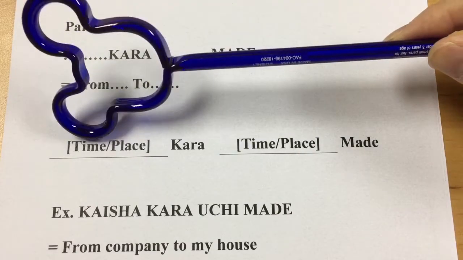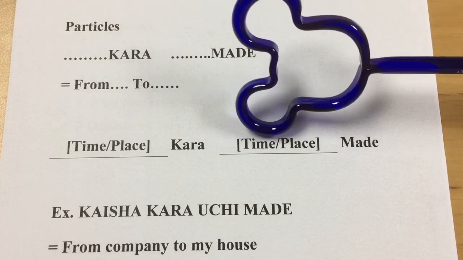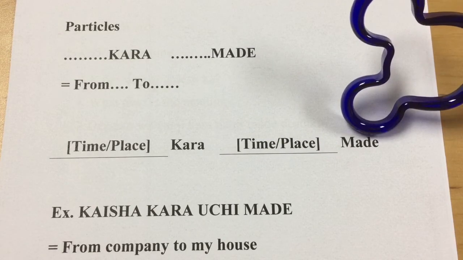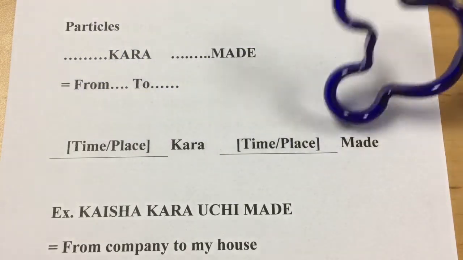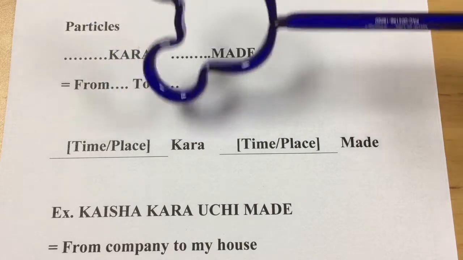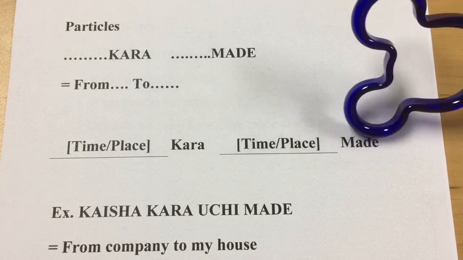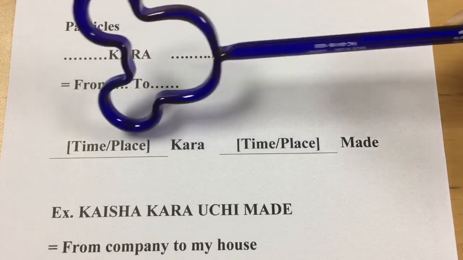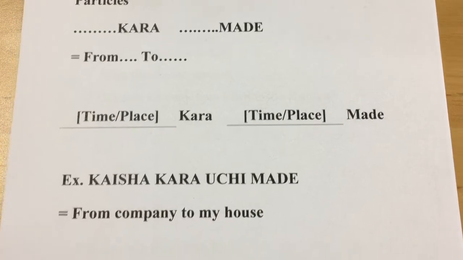You can say the time and then followed by kara. The time followed by made. Meaning is from this time to this time. It is the same as a place. If you use place followed by kara, place followed by made means from this place to this place. Now, let's look at the example for more understanding.